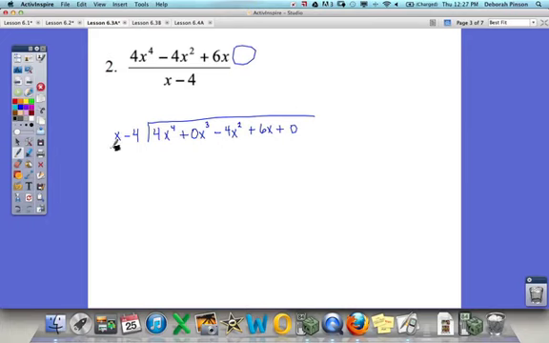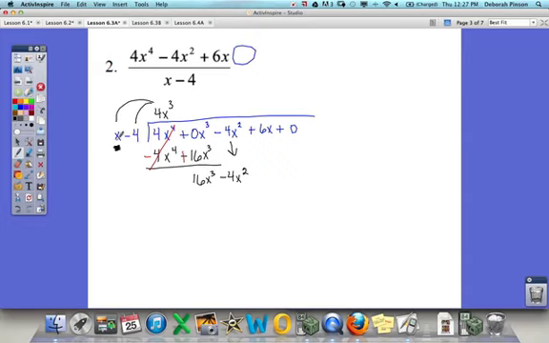So I'm going to focus on that x. What do I need to multiply x by to get 4x to the 4th? I've got one of the x's, so I need to multiply it by 4x to the 3rd and distribute that out. So I'll have 4x to the 4th minus 16x to the 3rd. And subtract. So 16x to the 3rd, and bring the next one down.